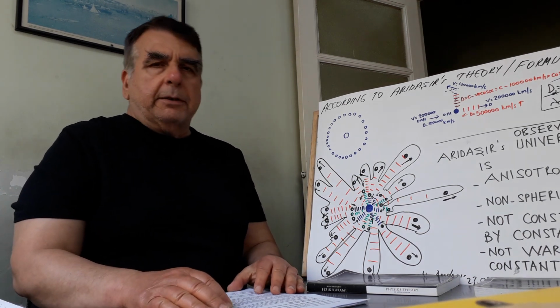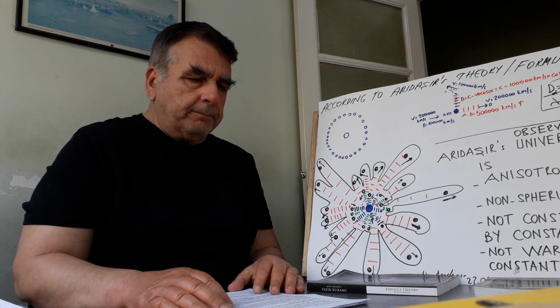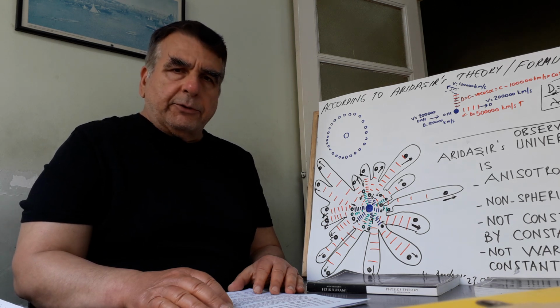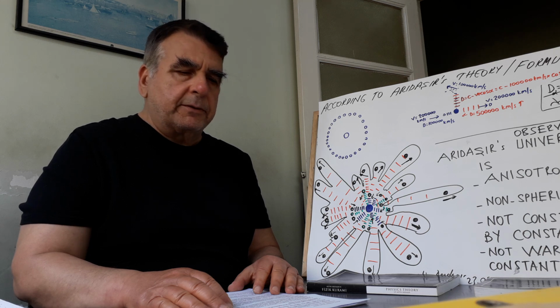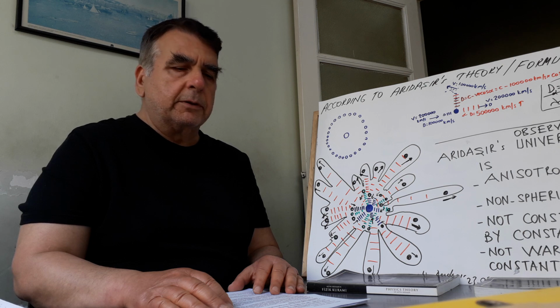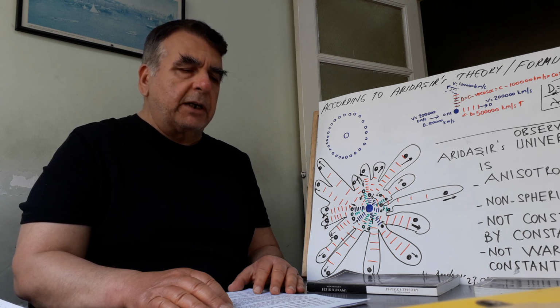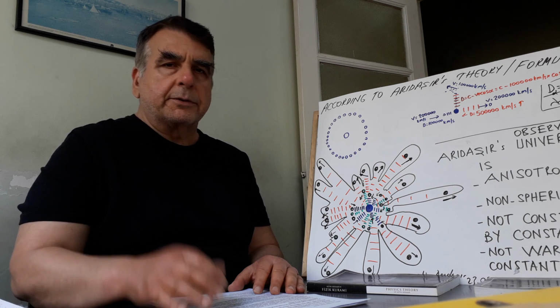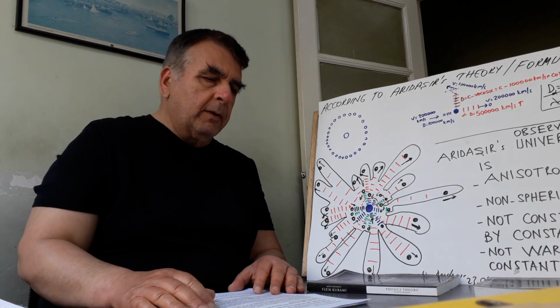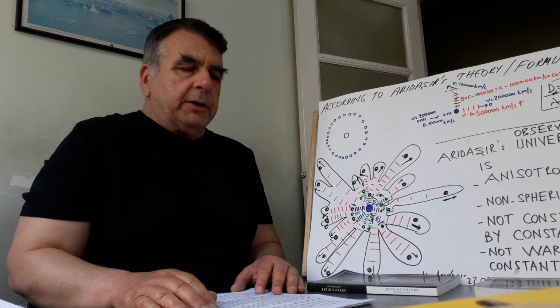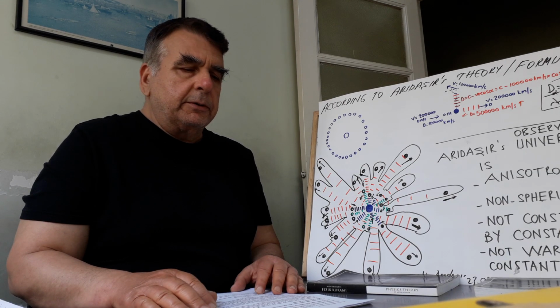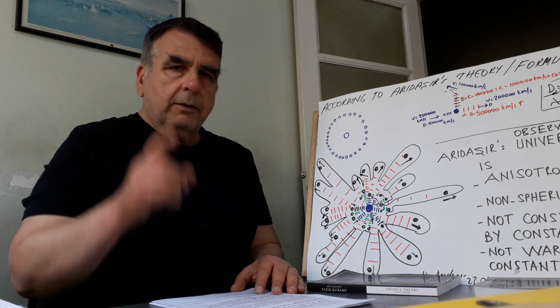According to my theory and my formulas, an isotropic, non-spherical, faster than light, variable light velocity, observable universe described by Arıdaşır, by me. Faster than light, variable light, anisotropic, non-spherical, observable universe. One.